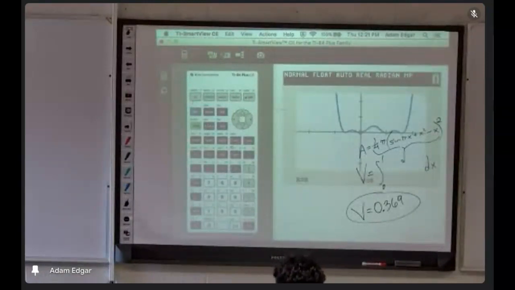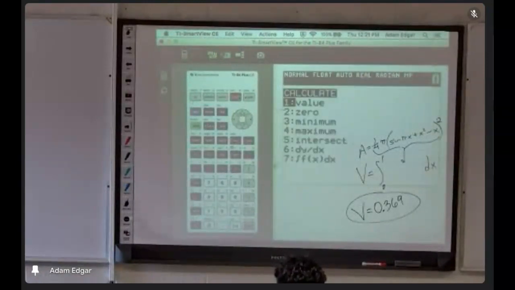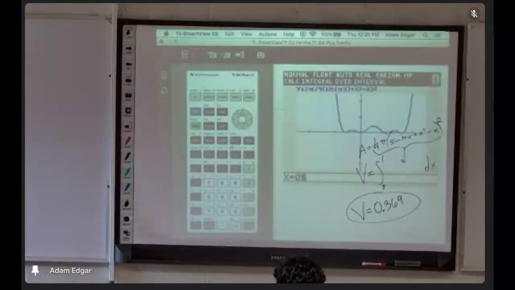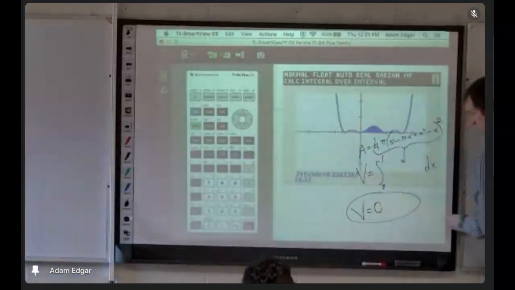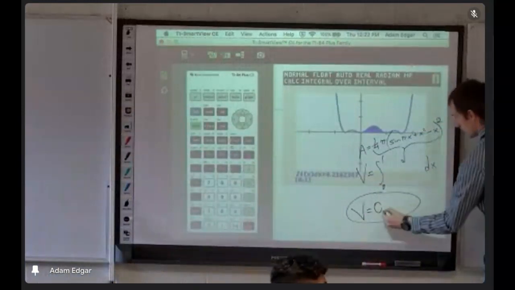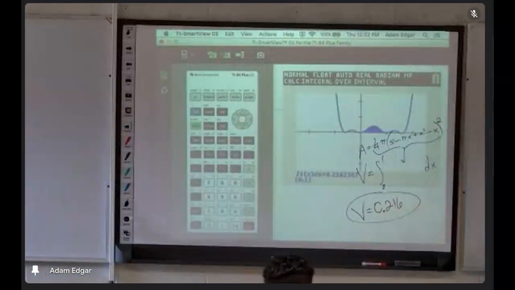All right. And then second trace, still doing the integral, still going from 0 to 1, and 0.216. All right. Is that what we got? Yeah. Hooray! So make sure you type stuff in correctly.